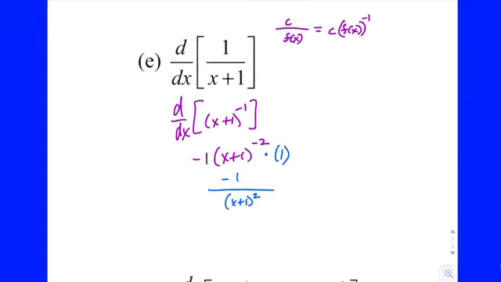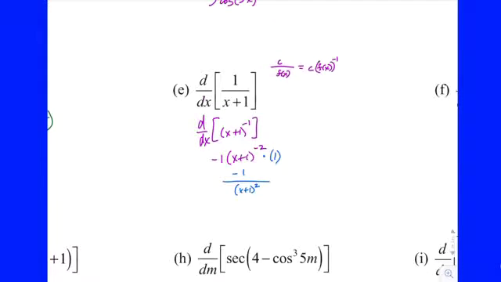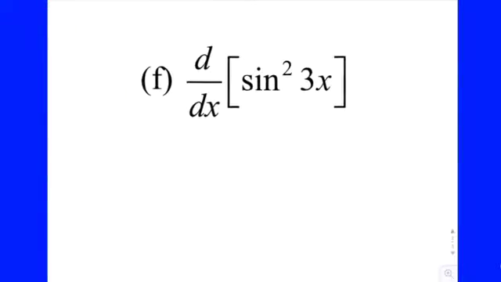Now, if that were another function of x in the top, x over x plus 1, then the quotient rule is probably the way to go. Unless you do long division or something like that first. Okay, letter F.